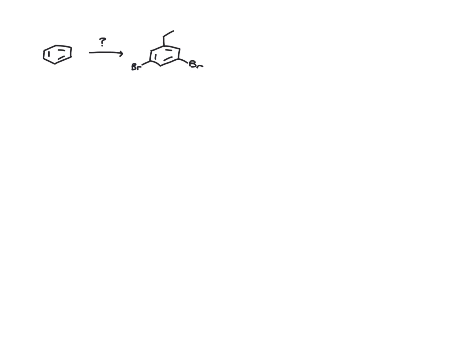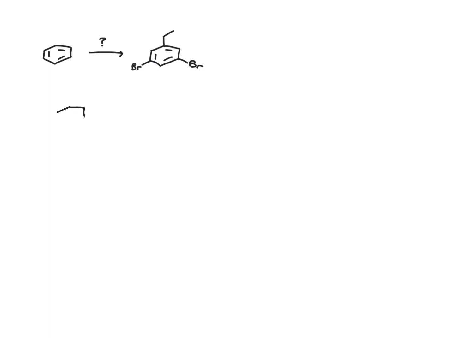In this problem, we want to prepare the tri-substituted benzene from benzene. And we have this ethyl group and the two bromines, and they're all meta to one another. And a common strategy that sometimes people will think might work is to put this ethyl on as an acyl group. But let me show you the problem with that.